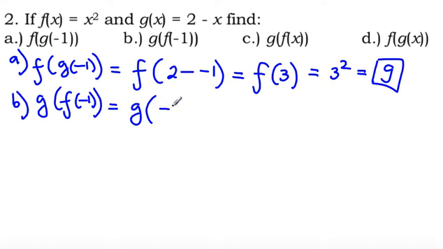So (-1) squared. Don't forget to put the bracket because it's negative 1 you are replacing x with. So x is negative 1. So you are squaring negative 1. And the result is positive 1.